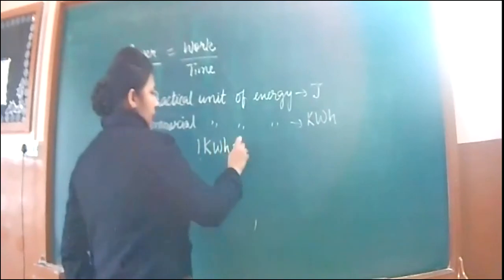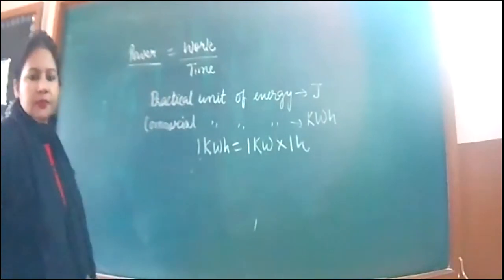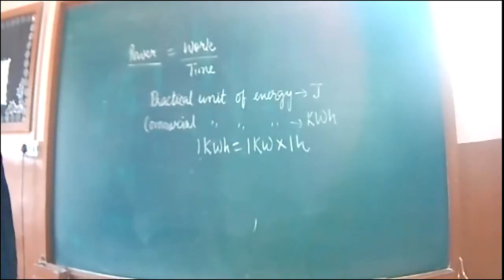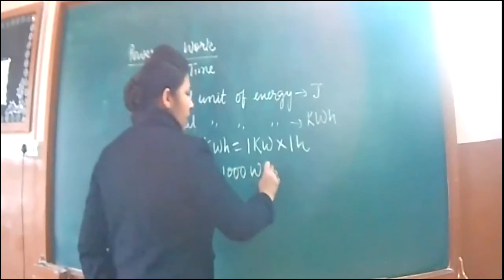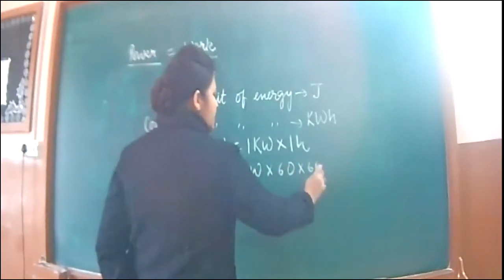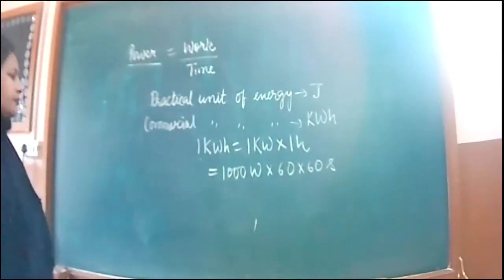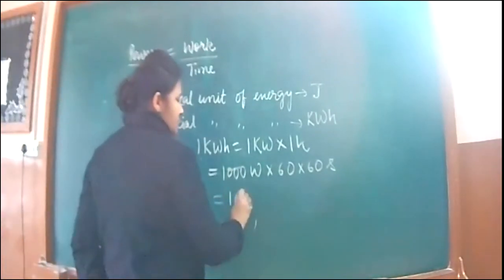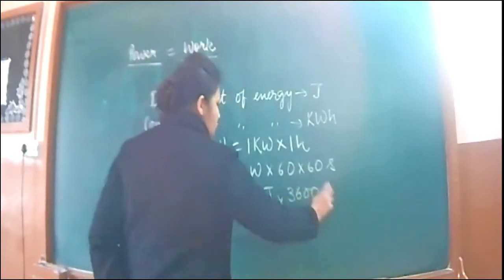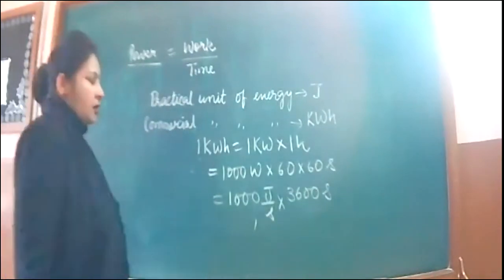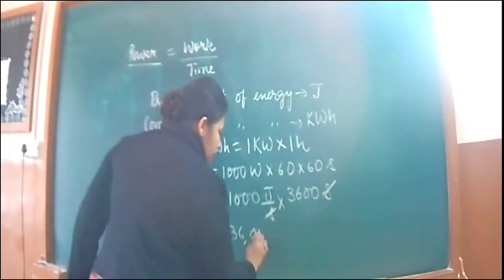1 kilowatt hour can be written as 1 kilowatt into 1 hour. No harm in writing like this. Now, kilowatt means 1000 watt. And 1 hour is 60 minutes and 1 minute is 60 seconds, means 1 hour is 3600 seconds. Further, 1 watt we have defined as joule per second. Second gets cancelled and we are left with 36 and 5 zeros.